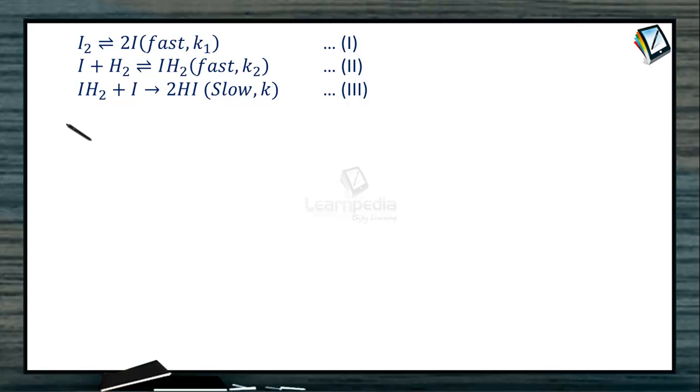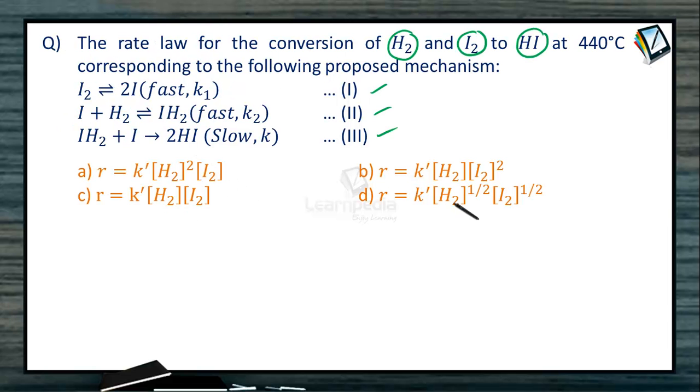So the rate equation according to the slowest step becomes like this: R is equal to K into concentration of IH2 into concentration of I. As this is not there in our options, we need to convert it in terms of these two expressions, into another form based on these 2 steps.